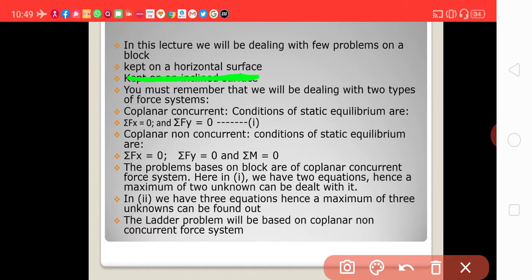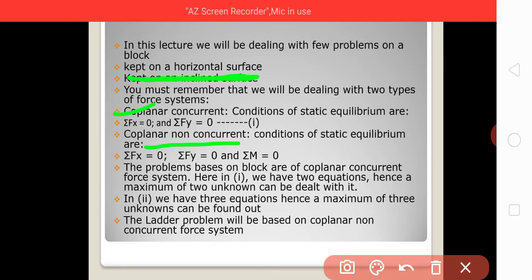Now, you must remember that in entire mechanics, we will be dealing with two types of force systems. First is the coplanar concurrent force system. Second one is the coplanar non-concurrent force system. For the coplanar concurrent force system, since the moment does not come into the picture, the conditions of static equilibrium are summation Fx equal to 0 and summation Fy equal to 0. This is your first equation.